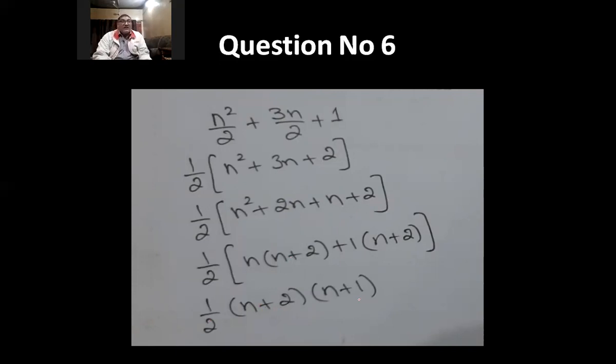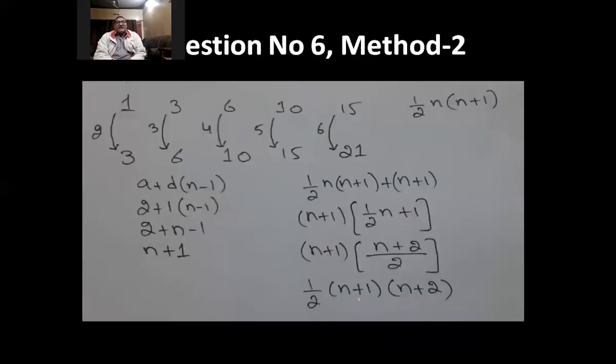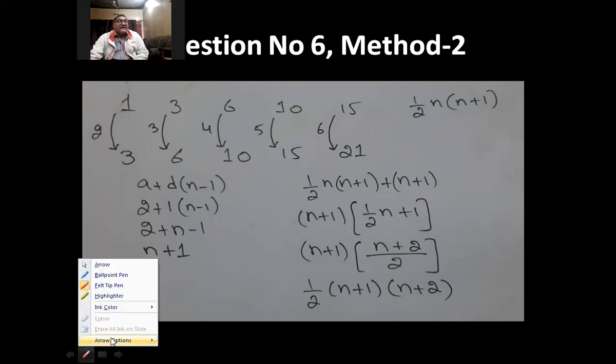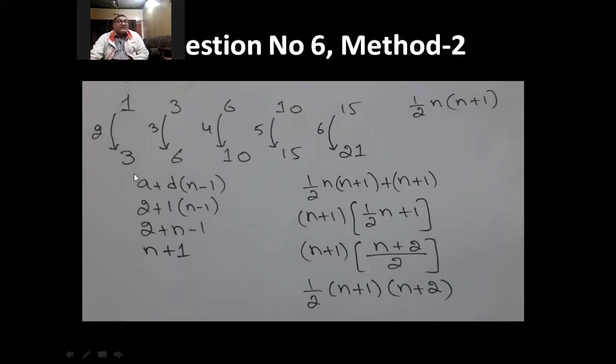This is one of the methods. Now the other method is very simple. This is the second method of finding the nth term of that sequence. There are two sequences given. The first sequence was 1, 3, 6, 10, 15, and its nth term was given as 1 by 2 into n into n plus 1. The second sequence is 3, 6, 10, 15, 21.